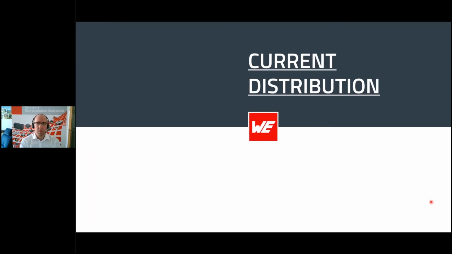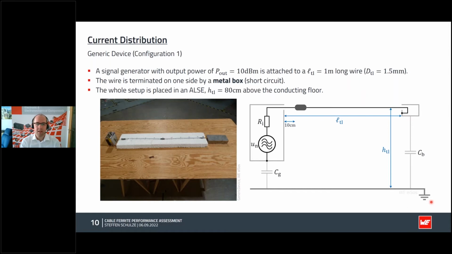So let's look at the current distribution in more detail. Therefore, I've selected an example, which we also measured in a semi-anechoic chamber, which you can see on the left side on this photograph. So it's a setup here on a wooden table. On the left side is a broadband noise generator, which goes up to 6 gigahertz. And there's this 1 meter long wire attached to it. And the wire is terminated by this metal box via a coaxial feed-through connector. And on the interior of the box, the wire is short-circuited, like is depicted here on this schematic. So actually what we have here is a short circuit, and then this parasitic capacitance of the metal box with respect to the conducting floor. The distance here is 80 centimeters above the floor, length 1 meter.